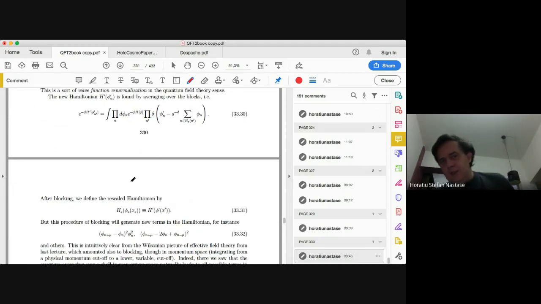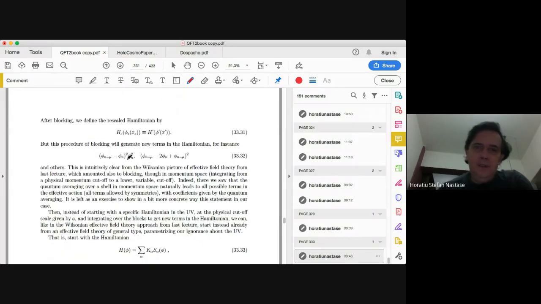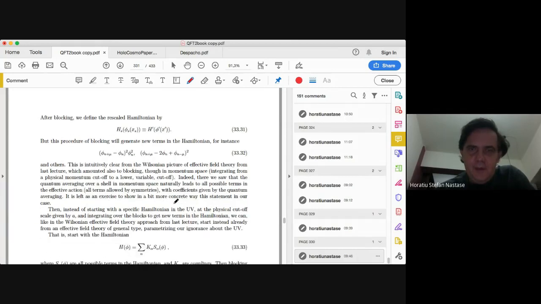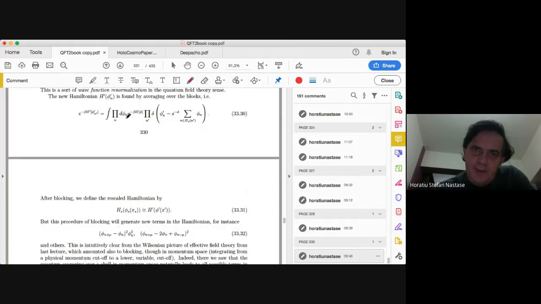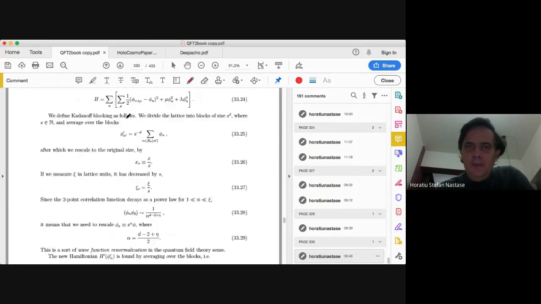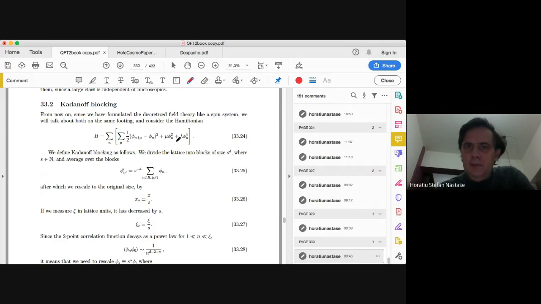So after this averaging, the rescaled Hamiltonian is defined in this way. I write H_s of phi_s of x_s is by definition this h prime of phi prime of x prime. However, by doing this averaging, we will generate new terms in the Hamiltonian. So in the classical Hamiltonian, we had just this kinetic term, mass term, and phi to the 4 term.